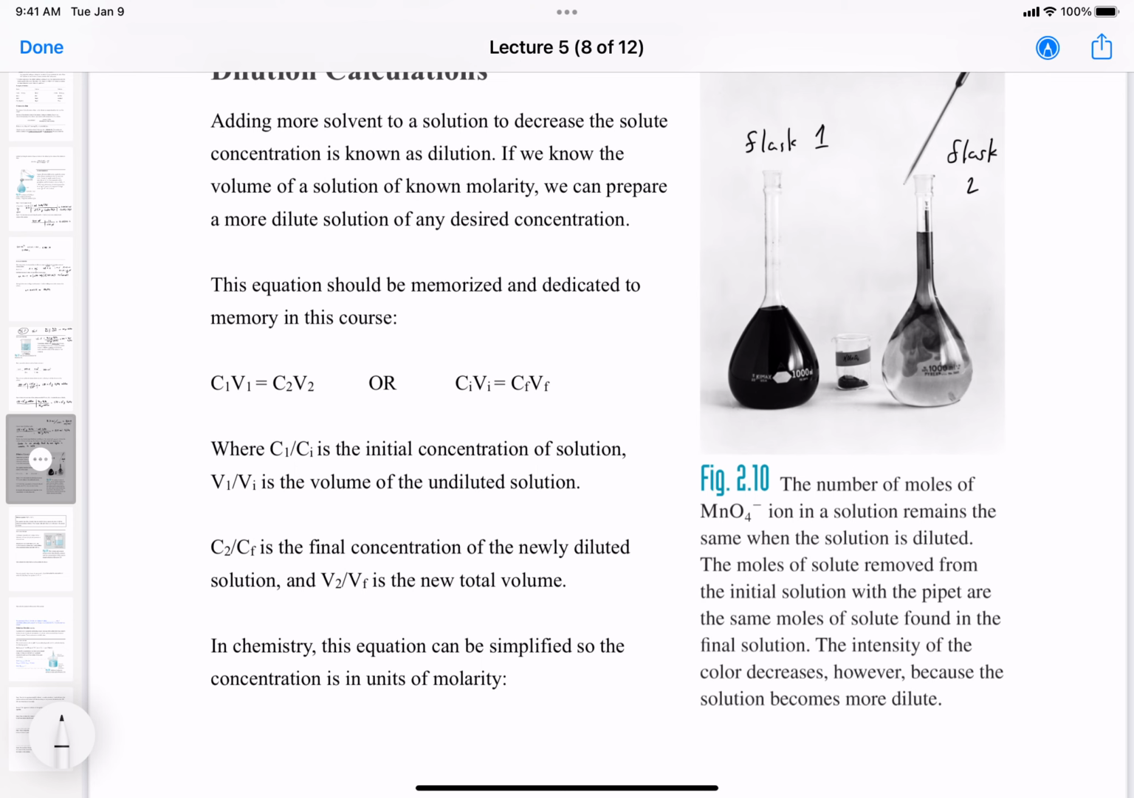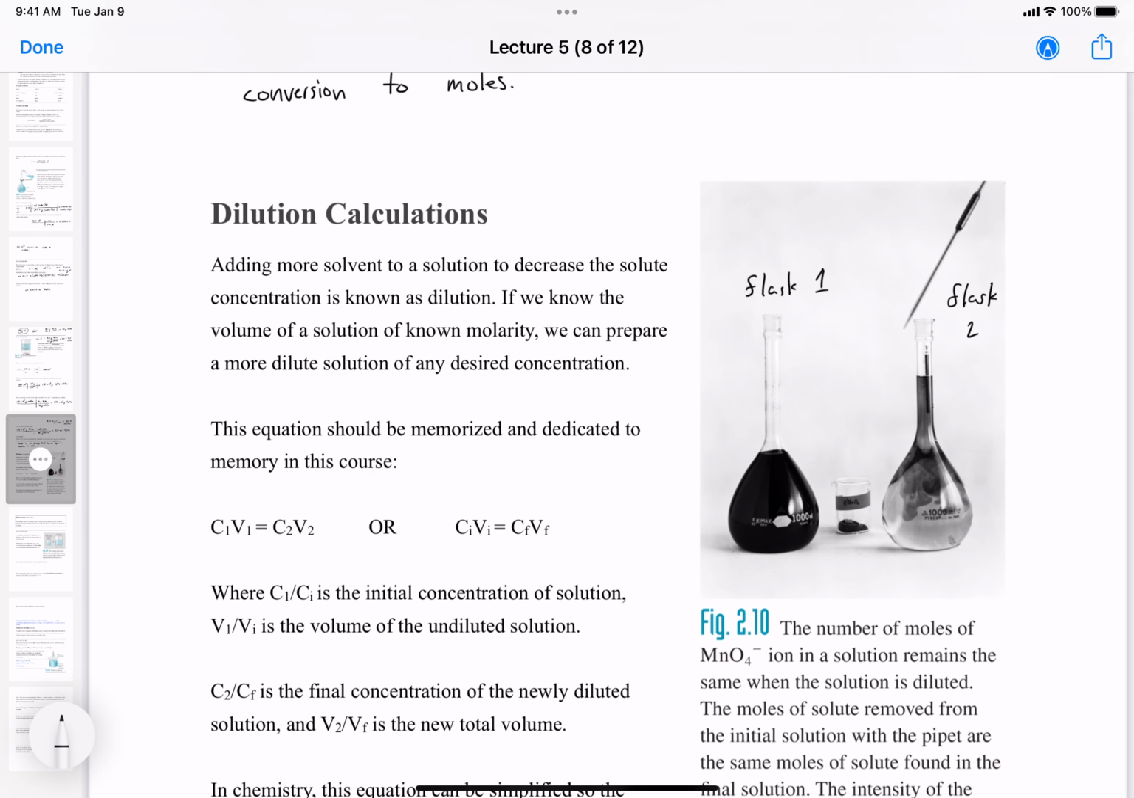Okay? So one thing we want to keep in mind in this picture right here: the number of moles of MnO4 minus in the pipette is equal to the number of moles of MnO4 minus in flask 2. Okay, so the number of moles that were in the pipette are going to be equal to the number of moles that are transferred into flask 2.